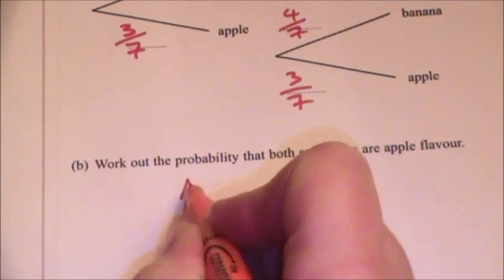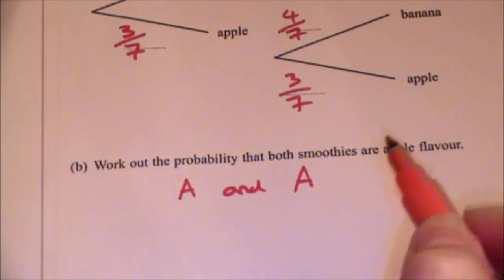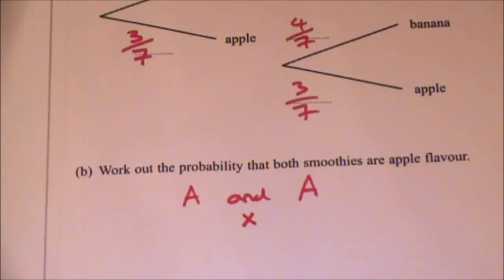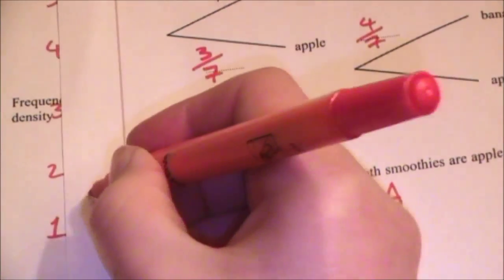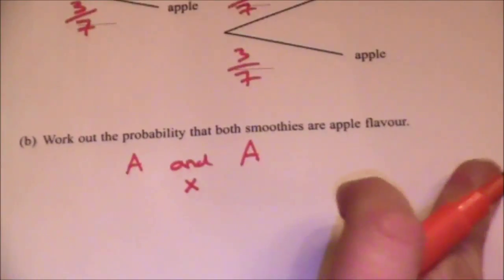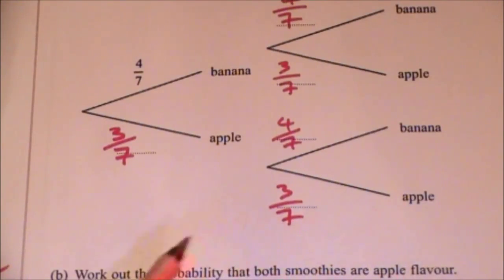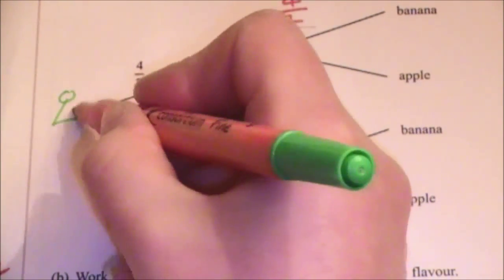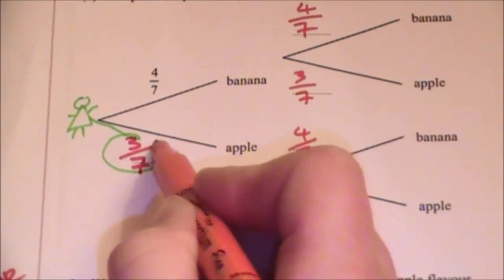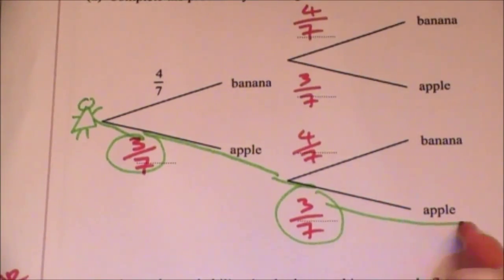So we want Jenny to get apple and apple. Now in probability, and instructs you to multiply the probabilities together. If we had an or question, we would add them. But this isn't or, because we want apple and apple. So let's have a look at what's happening to Jenny. This is Jenny here. So she selects an apple smoothie first. And then she selects another apple smoothie.